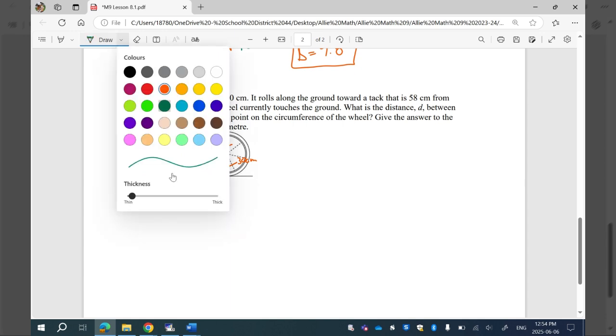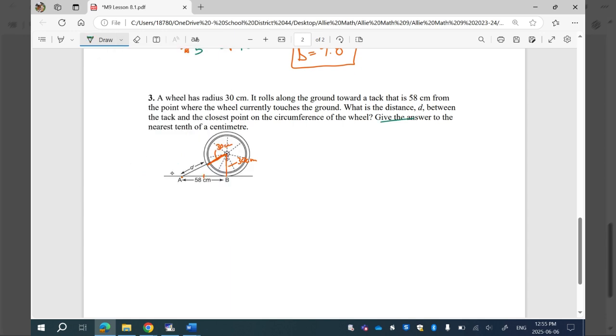So some vocabulary as well. This idea that this is 30 is relevant because we want to know just this section right here. So this is the circumference, the outside of our circle. They want to know what's the distance from the tack to the outside of our wheel. So we do actually need to know that that part is 30 as well. So let's use the Pythagorean theorem to find out the entire distance. So let's use it to find out this whole thing right here. And then we can minus out that 30.